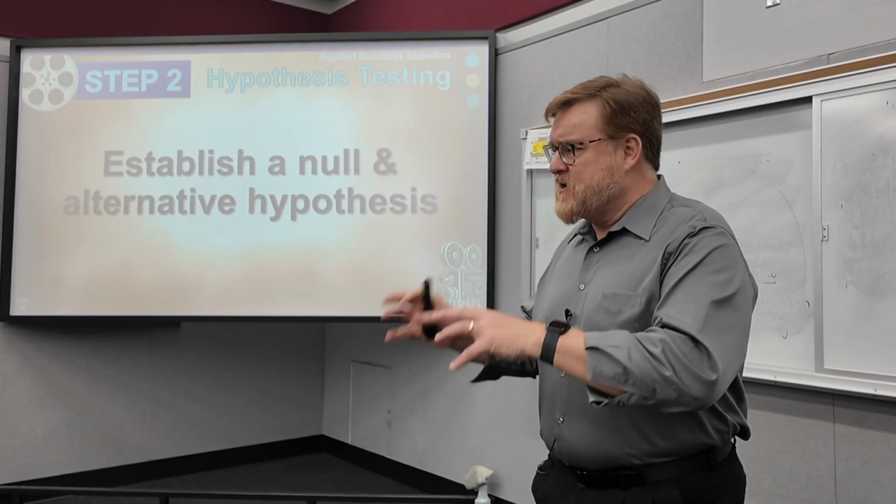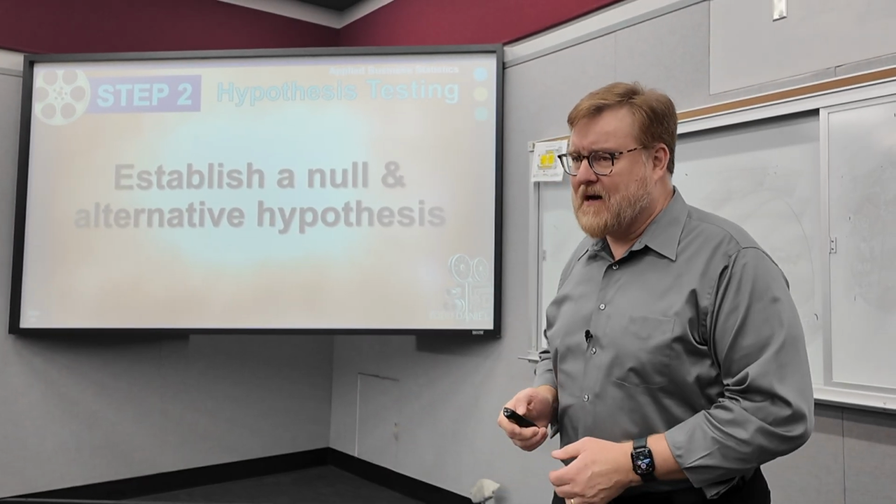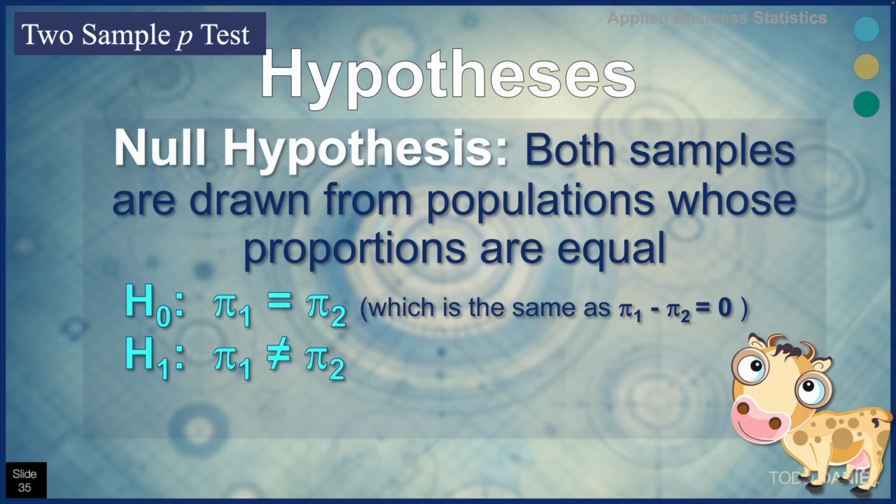Let's establish the null and the alternative hypothesis. The null hypothesis will be that both samples are drawn from populations whose proportions are equal. I will write my null hypothesis as H sub 0. The population proportion 1 is equal to population proportion 2, which also would mean that if I were to subtract those two population proportions, their difference would be 0.